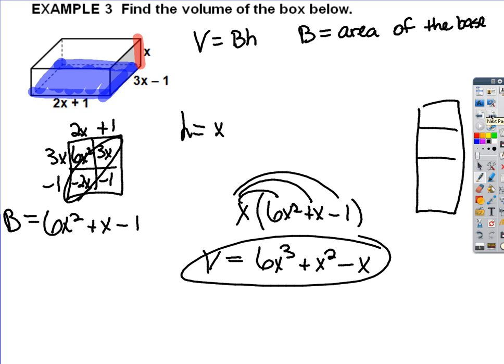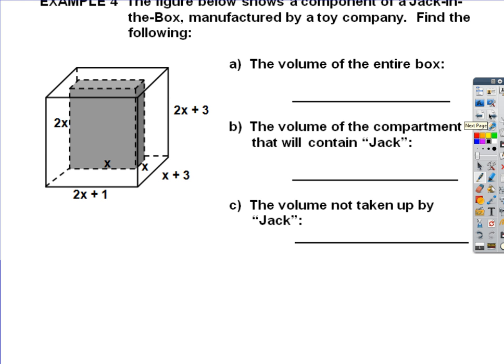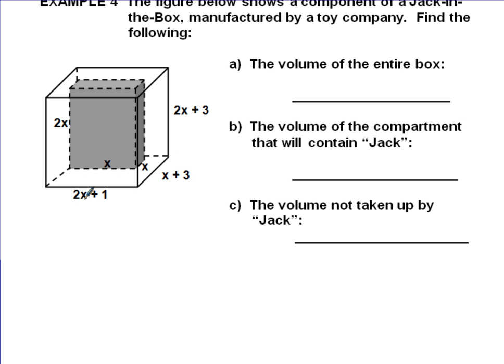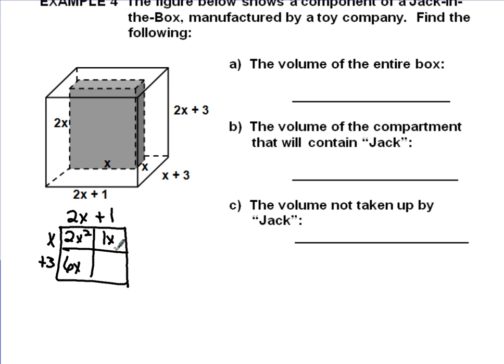Okay, let's look at example 4. We have a jack in the box and we want to find the area of the entire box. So first, again, I've got to find the area of the base. So I'm going to multiply this and this together to get the area of the base. So that's 2x plus 1. And down below we have x plus 3. So we multiply these together. And we get 2x squared plus 7x plus 3.